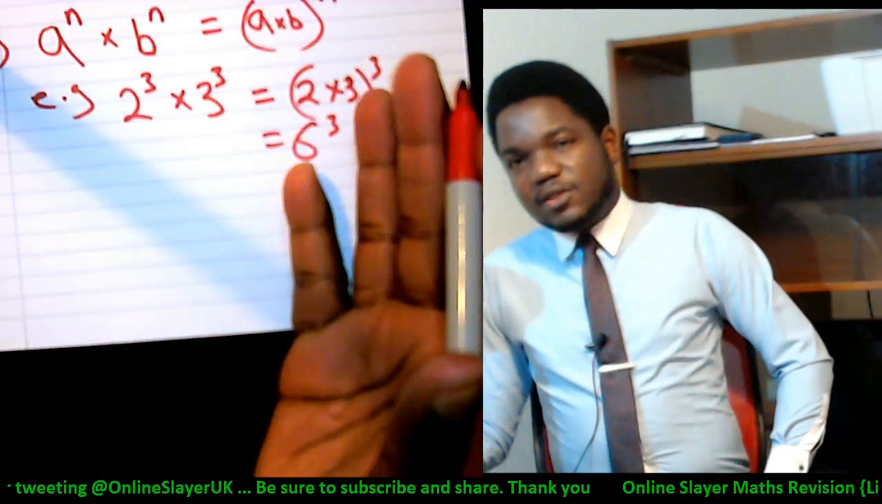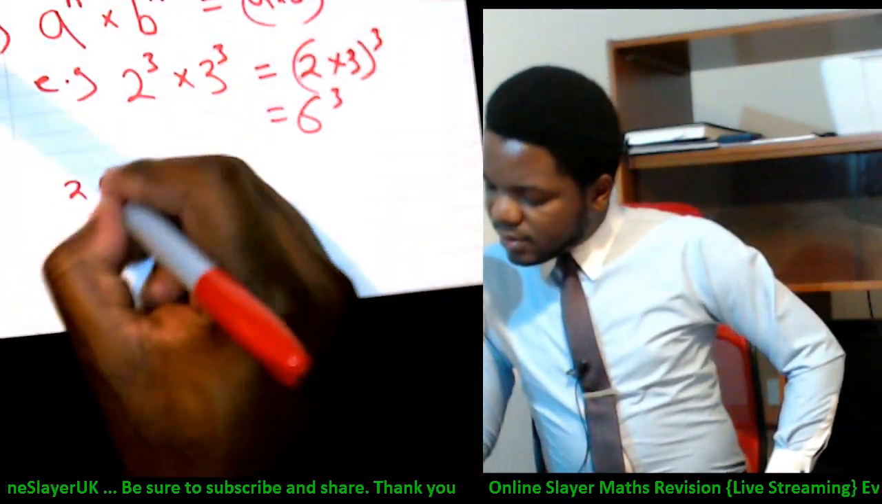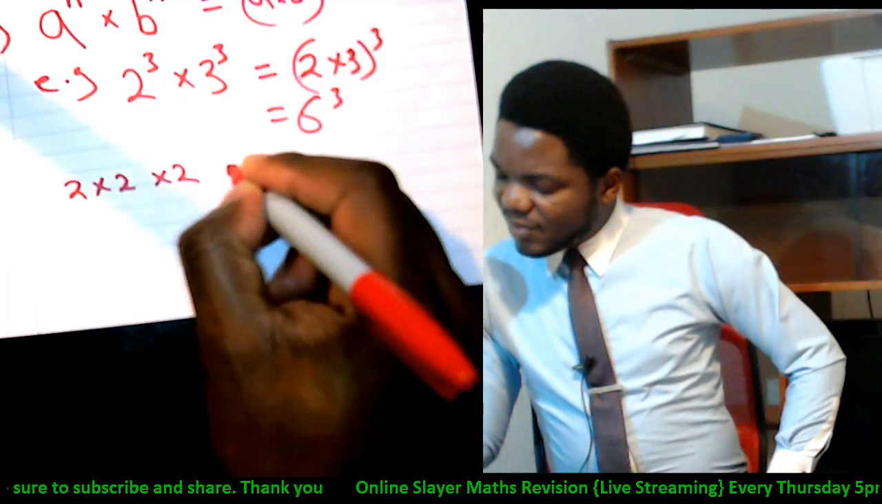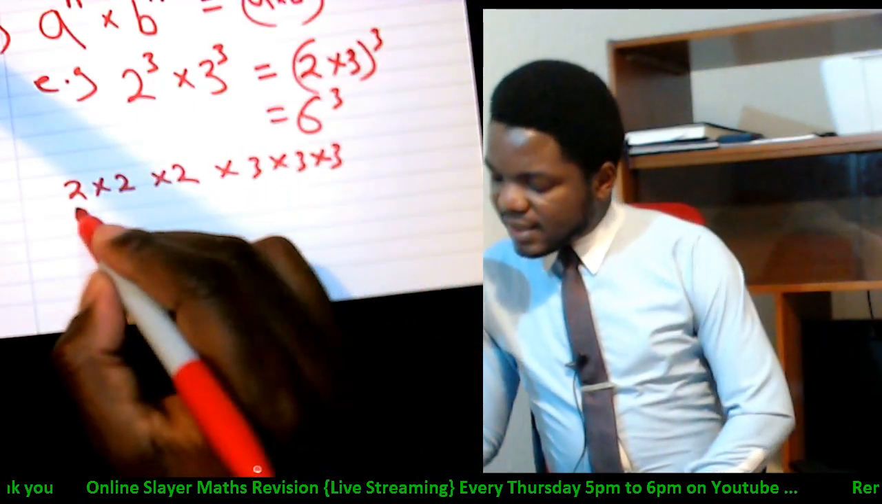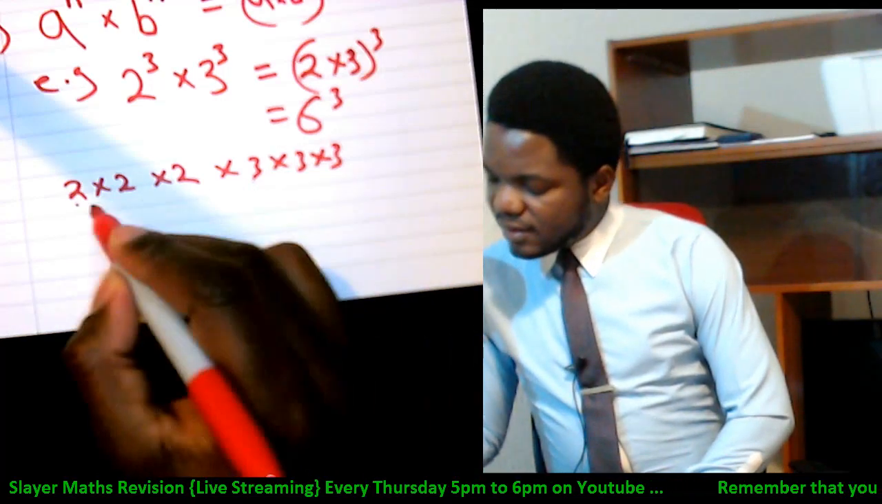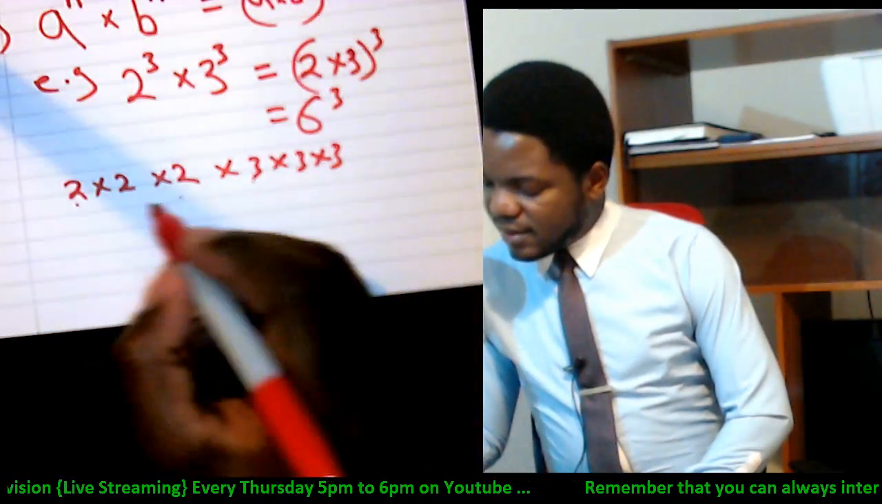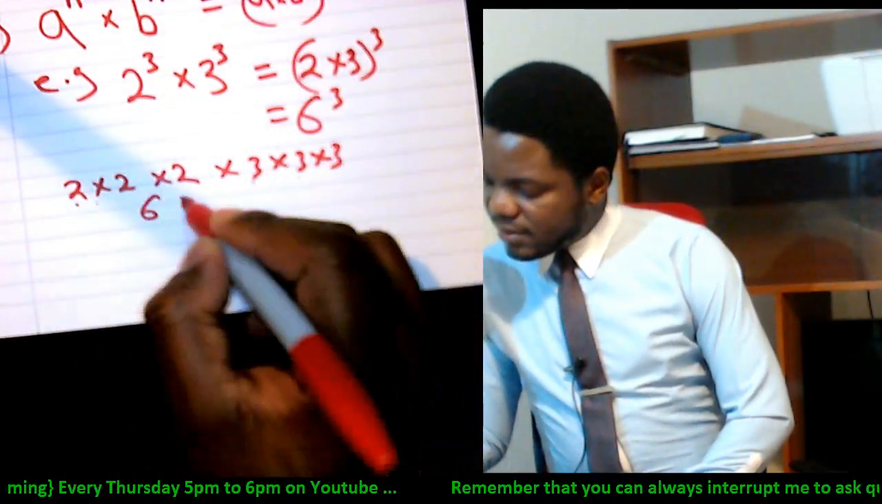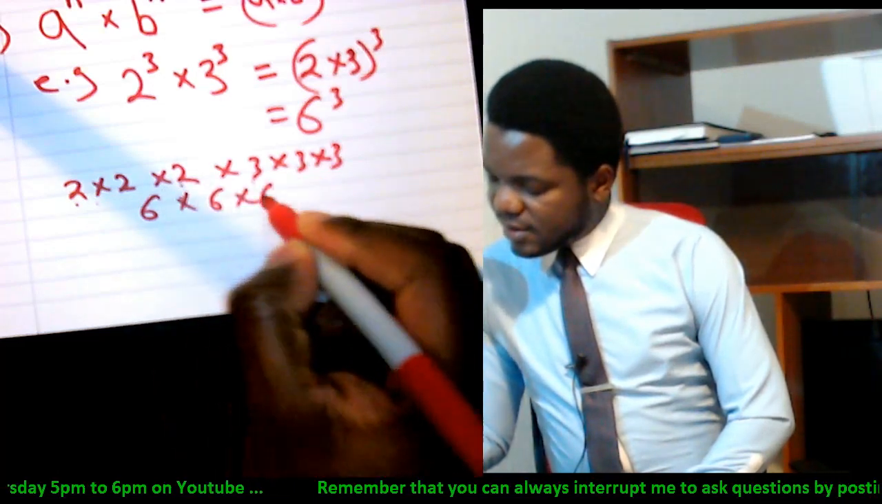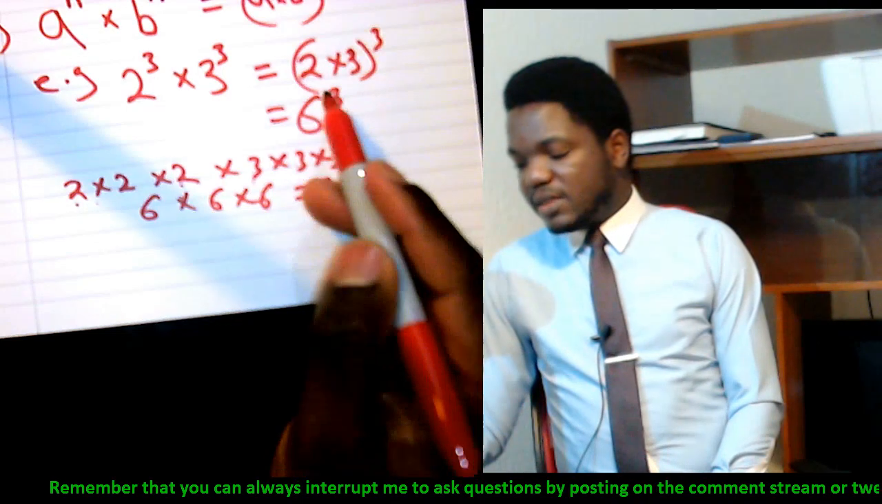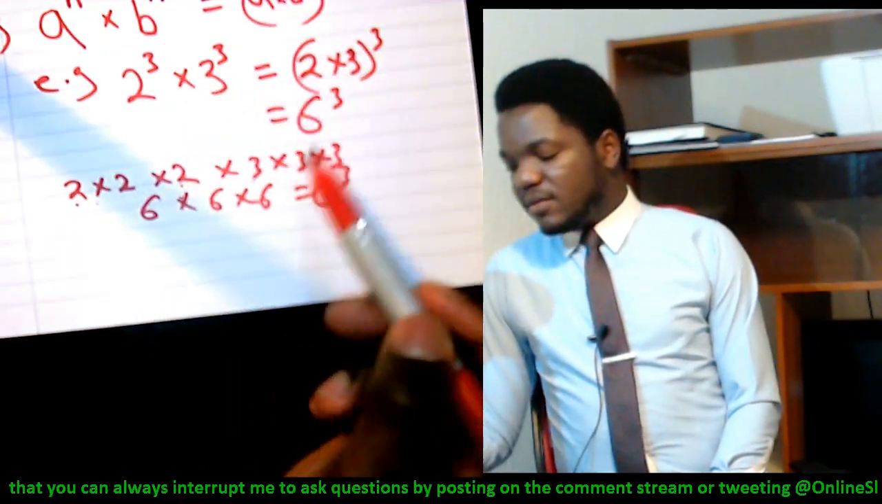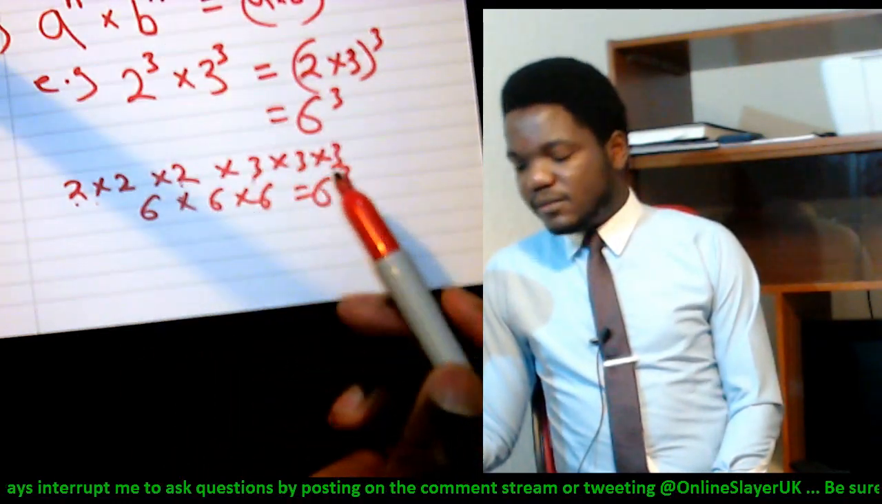And why do you think that's true? Because 2 times 2 times 2 times 3 times 3 times 3 is the same thing as taking this together, taking this together and taking this together. 2 times 3, 6. 2 times 3, 6. 2 times 3, 6. That's 6 to the power 3. So it saves time to understand this rule rather than do all of this out yourself.